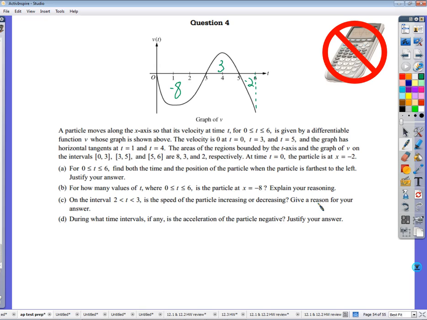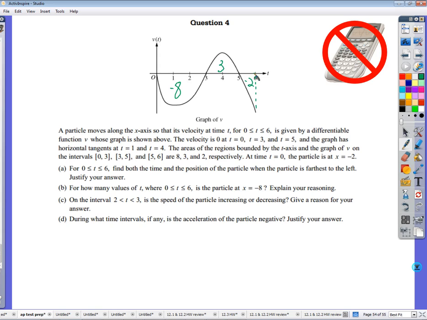Let's see. For the times 0 to 6, find both the time and position of the particle when the particle is farthest to the left. Justify your answer. Is it farthest to the left here? No. Is it farther left even here? Okay. Is it farthest to the left here? No, because it's done what from here to there? Right. It's moved to the right. So it's moved to the left 8 and to the right 3, and then what happens from 5 to 6? Okay. So at what time is it furthest to the left?